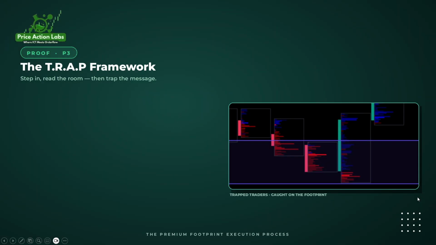Let's do it. So now we're going to move on to the trap trading framework. This is where order flow gets a little bit technical, but I'm going to try and make it as simple as possible. Now, I want you to think about this, right? The way markets work is they trap orders before going in the opposite direction.